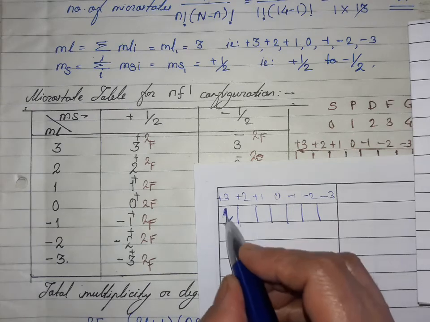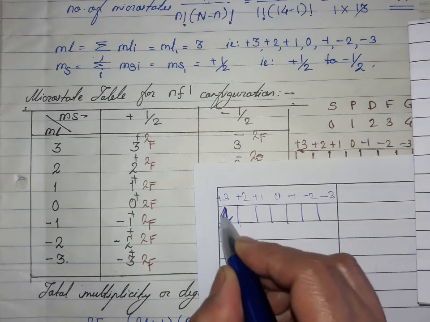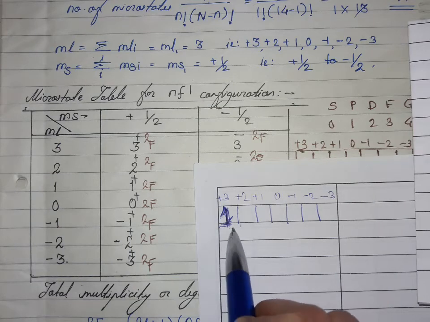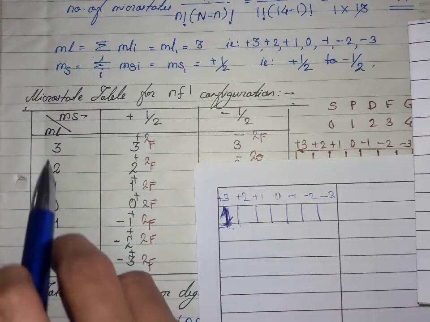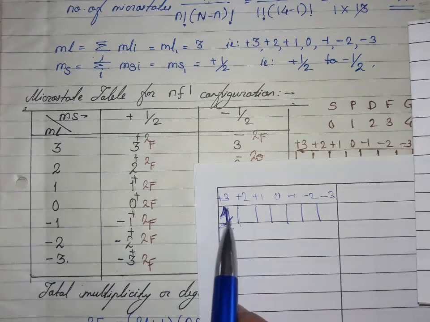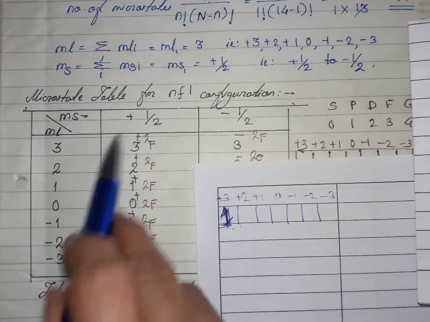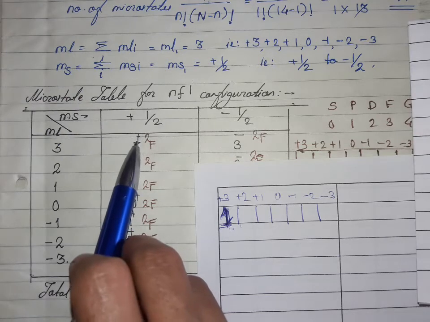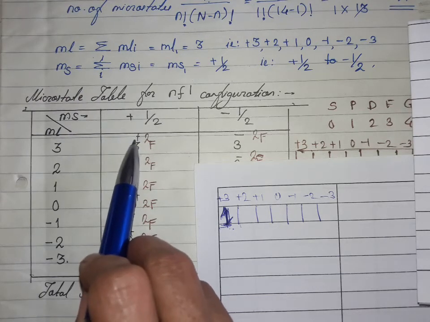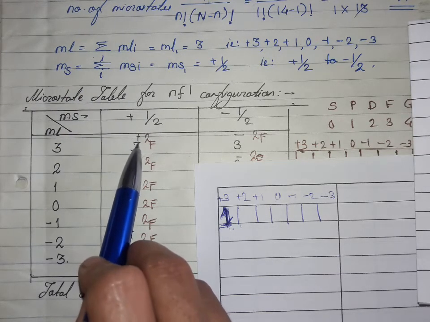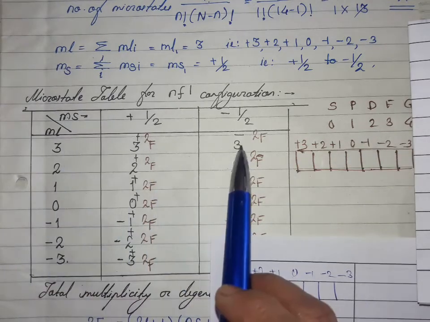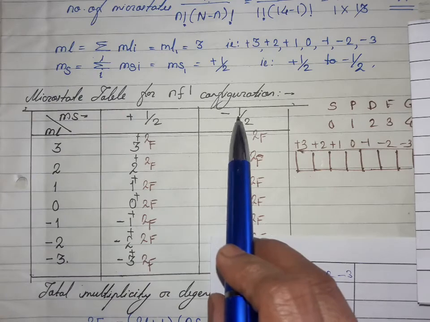But in this case we put that electron in the first shell, and that electron gives positive spin. That's why ml is equal to 3 and ms of that electron, that is the spin of that electron, is +1 by 2. So this sign is only for spin. Okay, now in this case ml must be 3 and ms is -1 by 2.